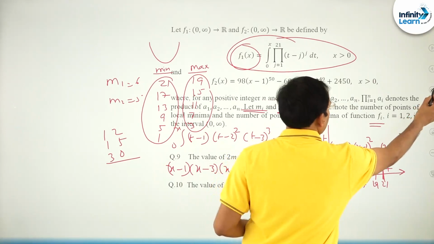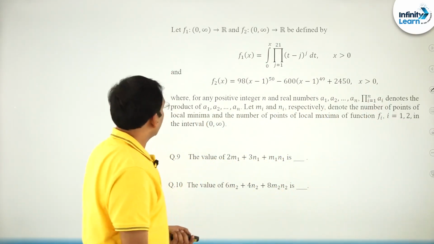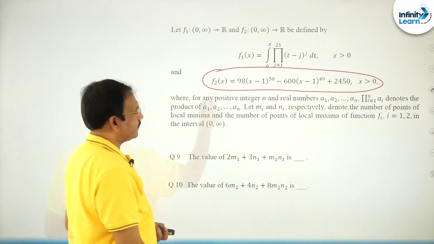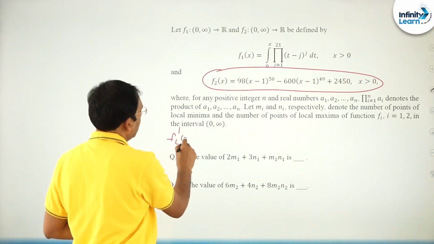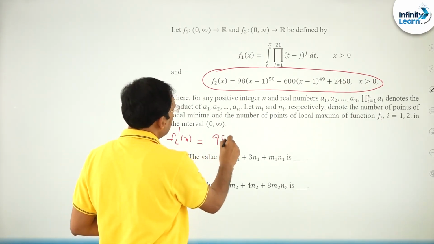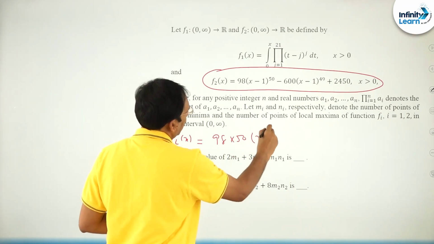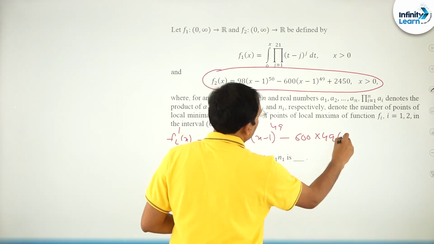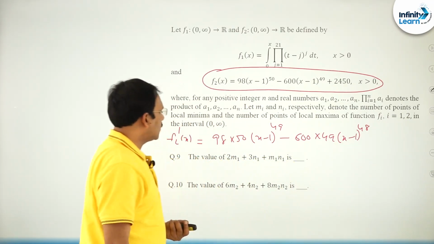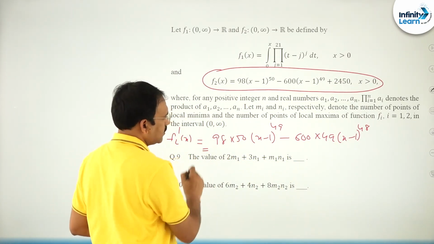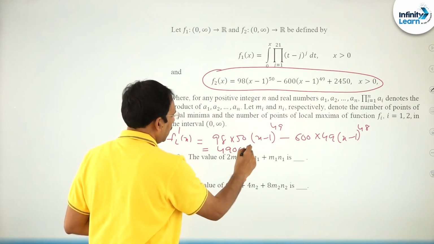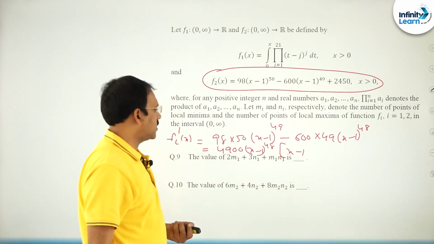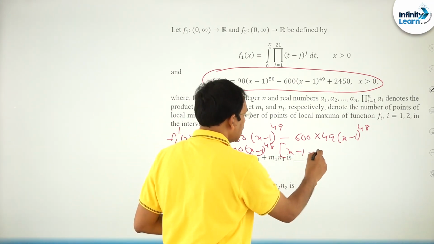The next, friends: here itself, to answer the second question, the second function is there, f2 of x is this. So, friends, here take the derivative. The derivative of f2 of x is going to be 98 into 50 into (x minus 1) power 49, minus 600 into 49 into (x minus 1) power 48. This is going to be 4900 you can take common, and even (x minus 1) power 48 also you can take common. You will get (x minus 1) here, minus 6.